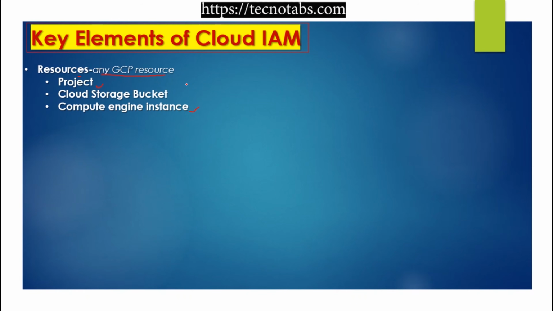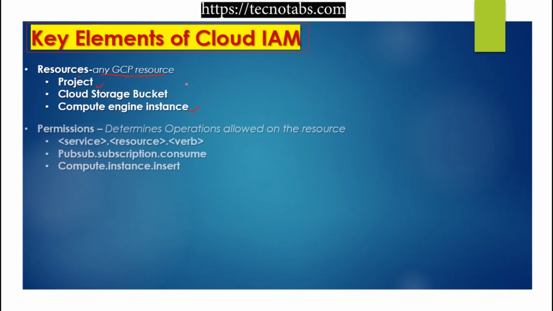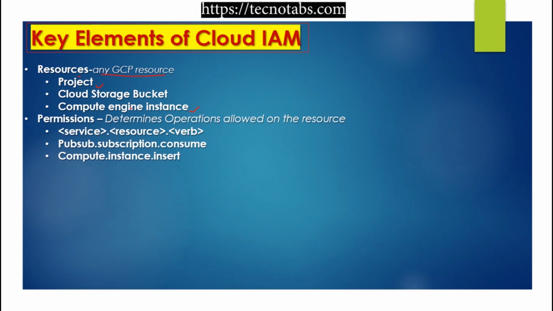Okay, and to manage these resources we need a set of permissions, and a permission is basically nothing but what determines the operations allowed on the resource. What kind of operations you can perform on these resources is determined by these permissions, and these permissions have a certain nomenclature, that is, they are defined in such a way that service.resource.verb.